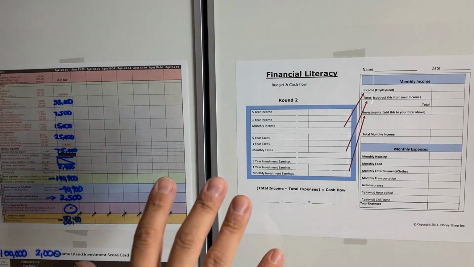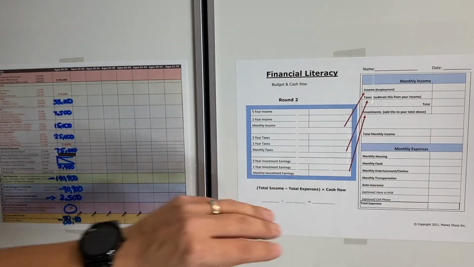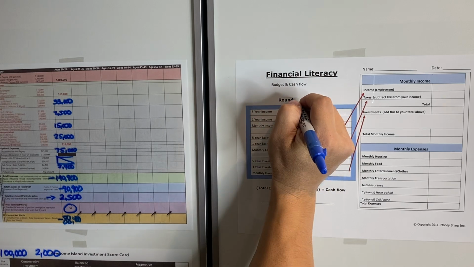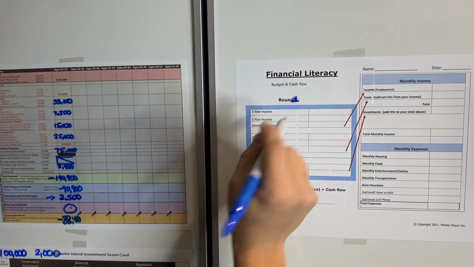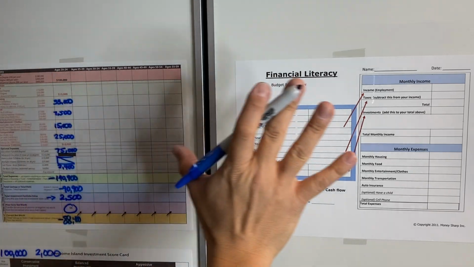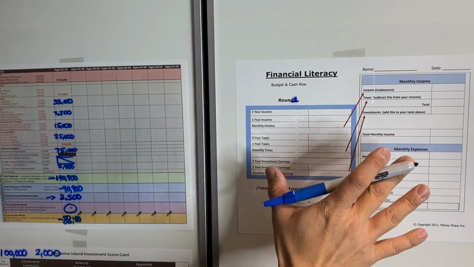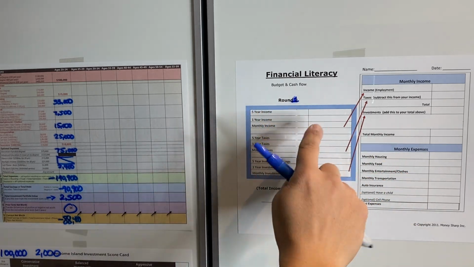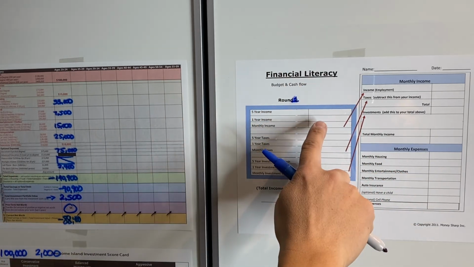Now we are on to your budget and cash flow worksheet. This worksheet says round 2, but we're in round 1. I'm going to show you how to take the information from your 5-year worksheet and put it onto your monthly cash flow worksheet. So we're going to start on the left-hand side, and we start with your 5-year income.